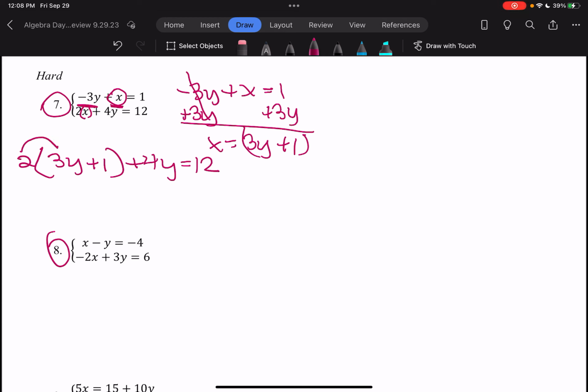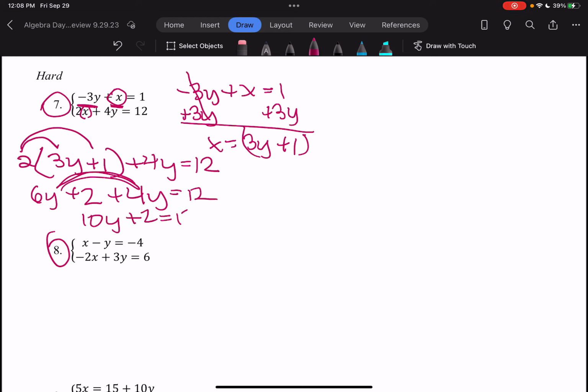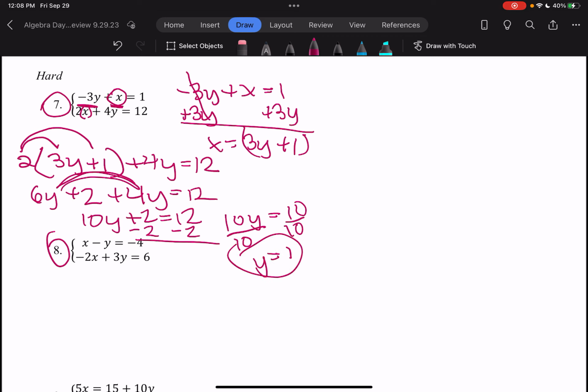And then I'm going to distribute: 6y plus 2 plus 4y equals 12. Combine these two because they both have y, so this is 10y plus 2 equals 12. Then subtract 2 from both sides, I get 10y equals 10. Divide both sides by 10, and we get y equals 1. Now I'm not done, I need to go back up, so negative 3 times 1 plus x equals 1. Negative 3 plus x equals 1. Okay, this is the same thing as x minus 3 equals 1.